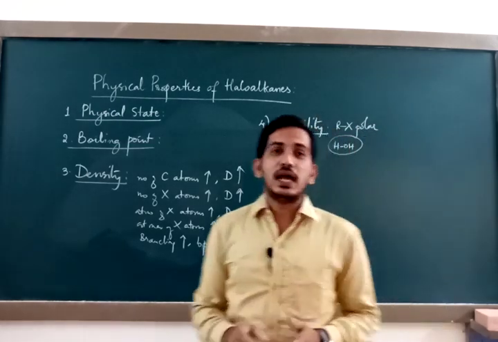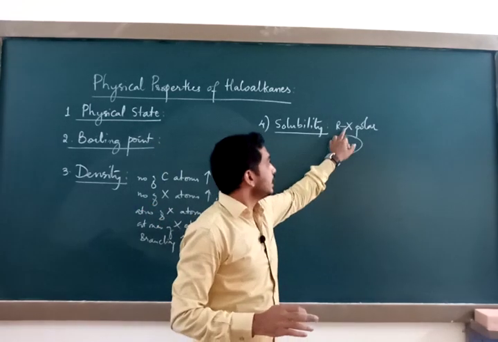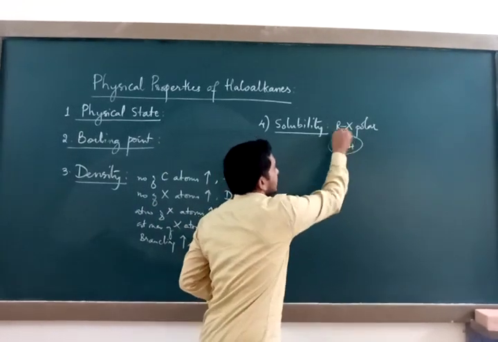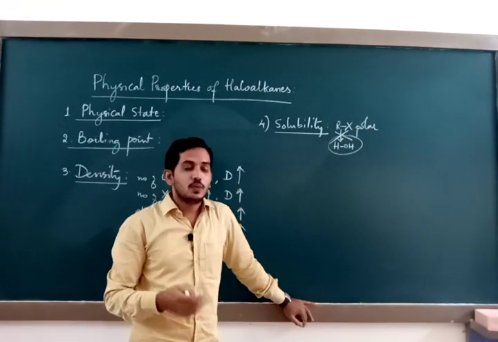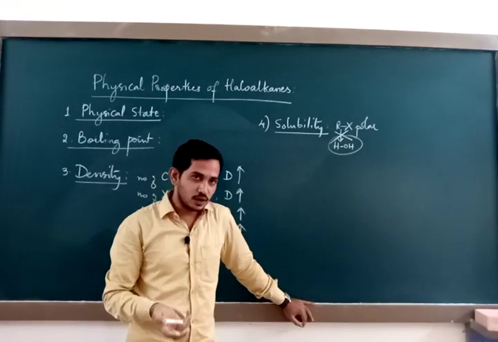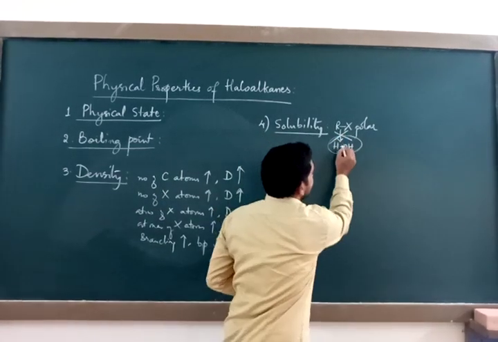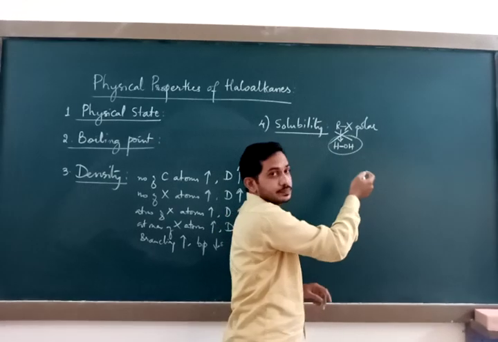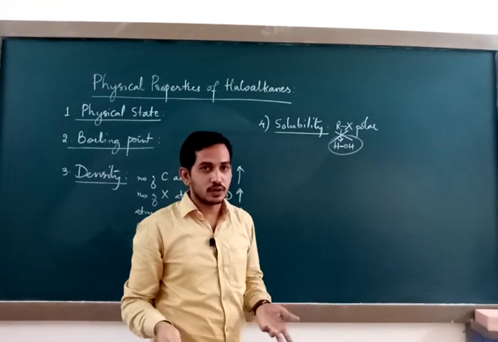But even though haloalkanes are polar, they are not soluble in water. They are insoluble in water. Why are they insoluble in water? It is because haloalkanes cannot break the hydrogen bond of water. Haloalkanes fail to break the hydrogen bond of water.